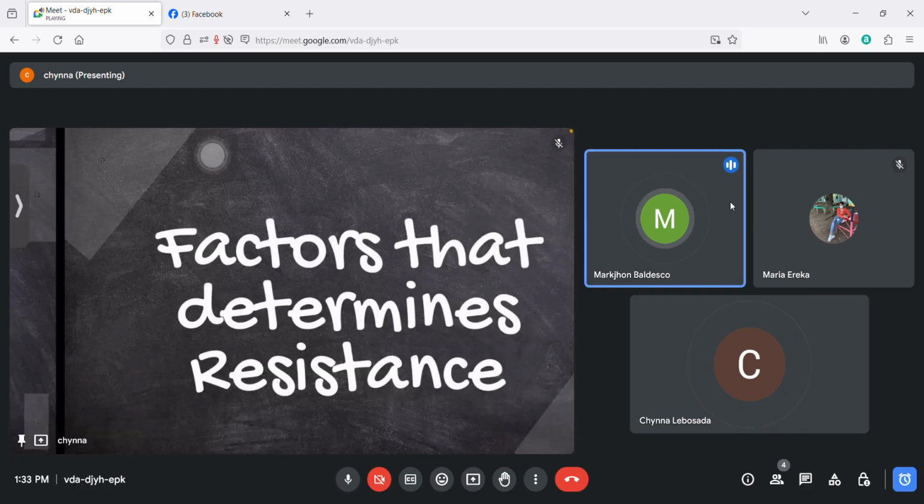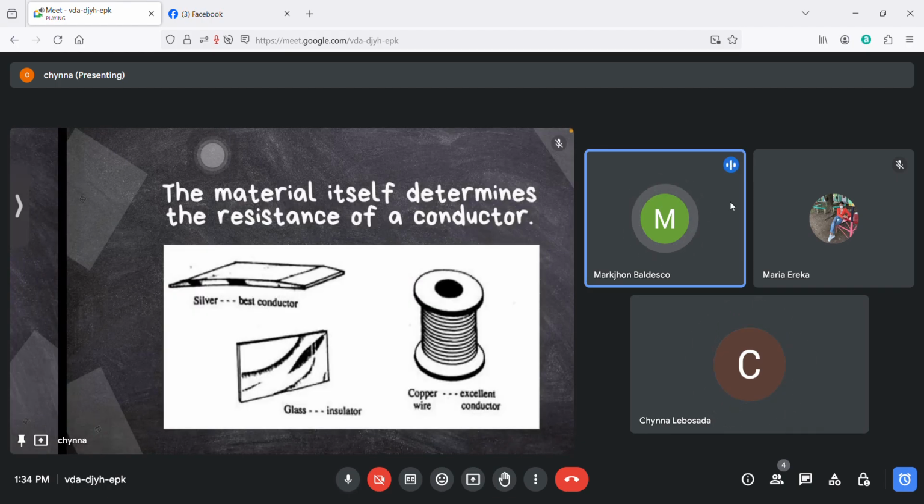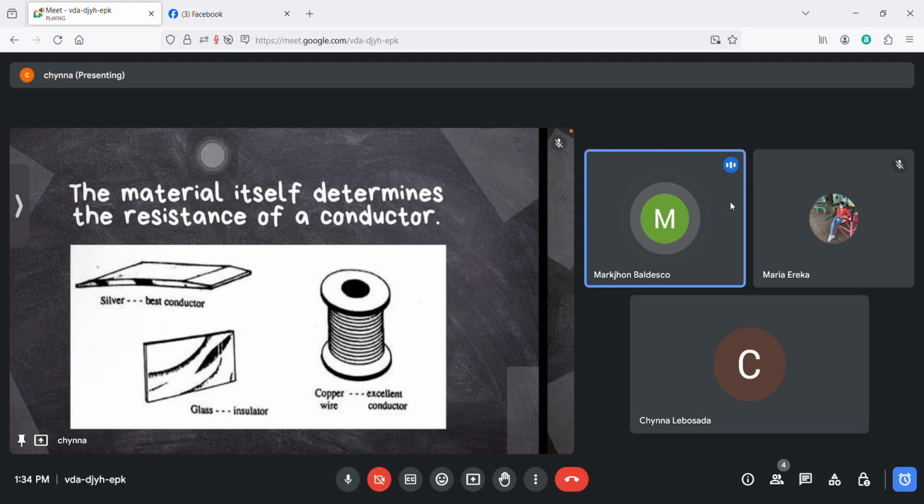Factors that determine resistance. Number 1, the material itself determines the resistance of a conductor. Silver is a better conductor than copper, and copper is better than aluminum. The atomic structure plays a role in the resistance.